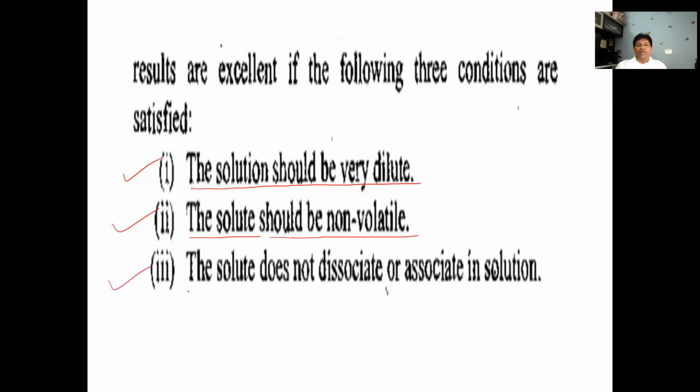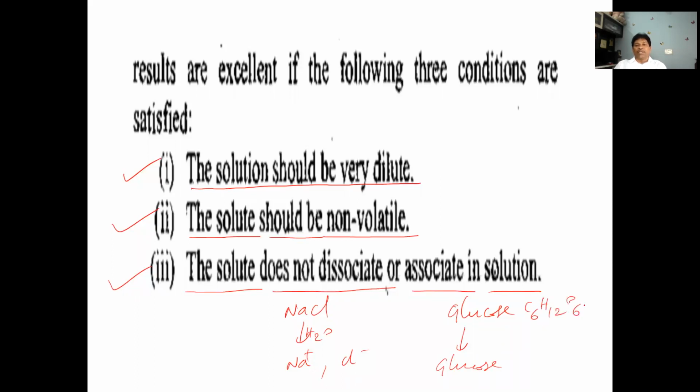And the third condition: the solute does not dissociate or associate in solution. The solute should not be dissociated or associated. Suppose you take NaCl in H2O, NaCl will dissociate into Na+ and Cl-. But if you take glucose, C6H12O6, there is no dissociation. Glucose remains glucose only. It will not dissociate into cation and anion. So one particle of glucose remains one particle here.